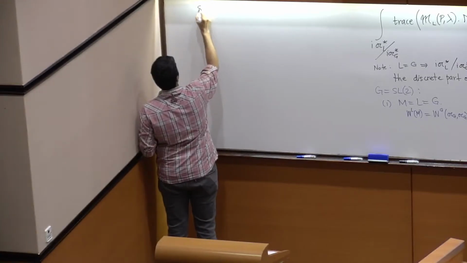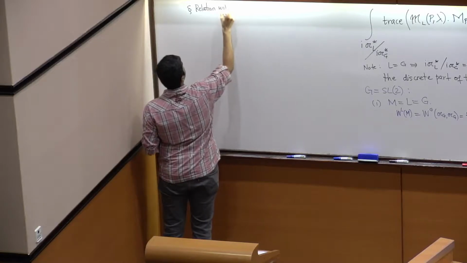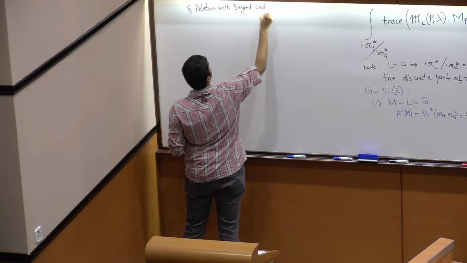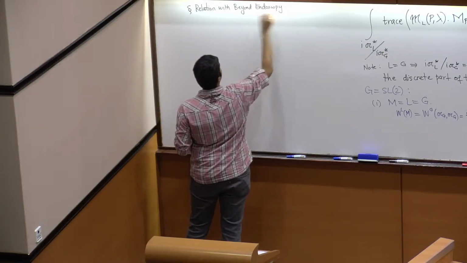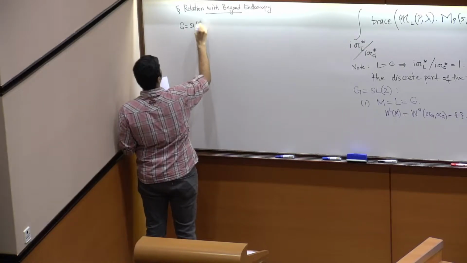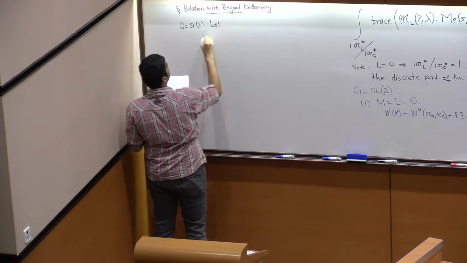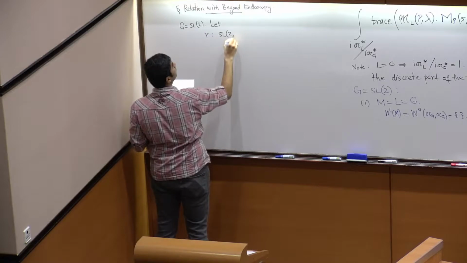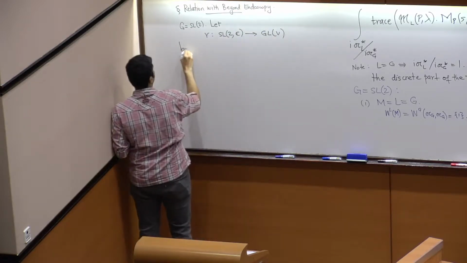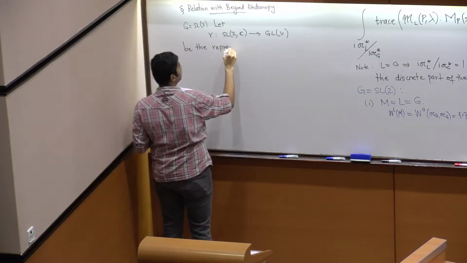Okay, so this is a small section, relation with beyond endoscopy. So let G be SL2, but you don't have to take this. You can take any G. And let R be a representation of SL2(C) inside GL(V). So it's a representation of the L group.